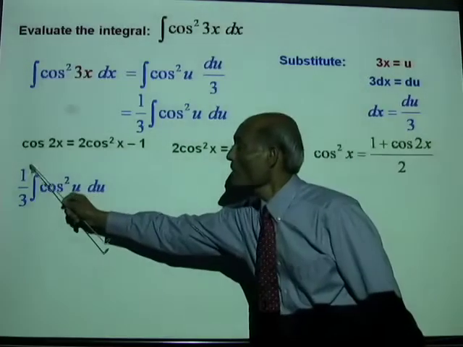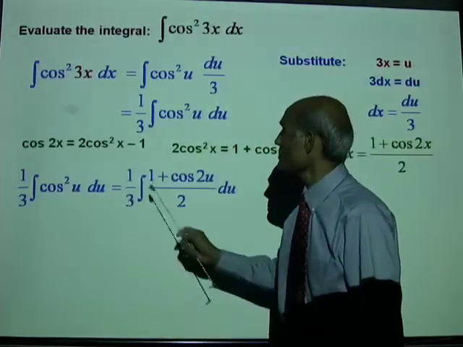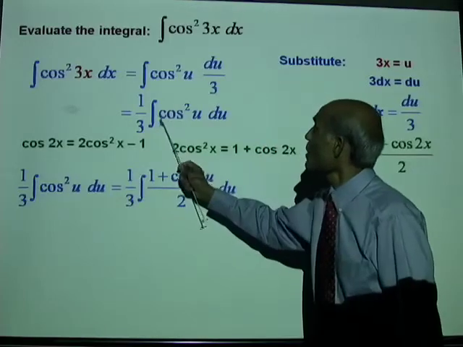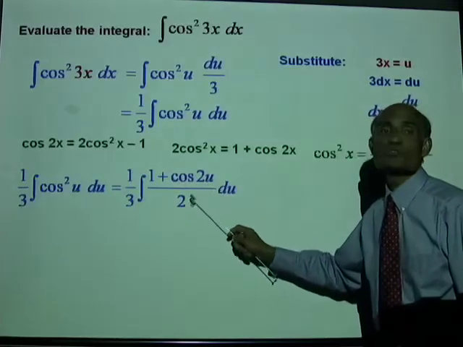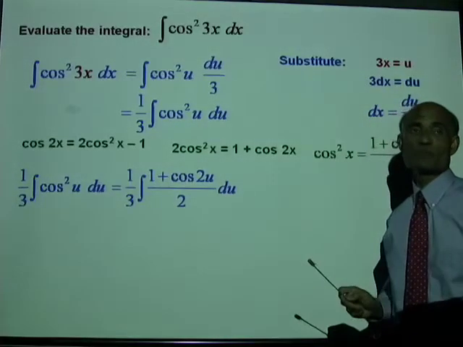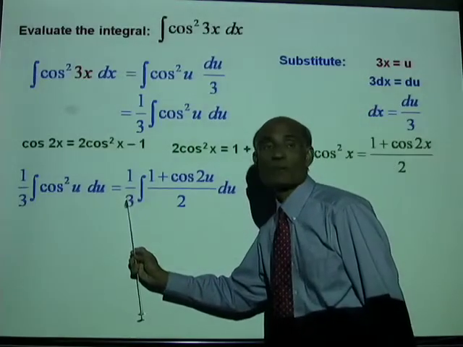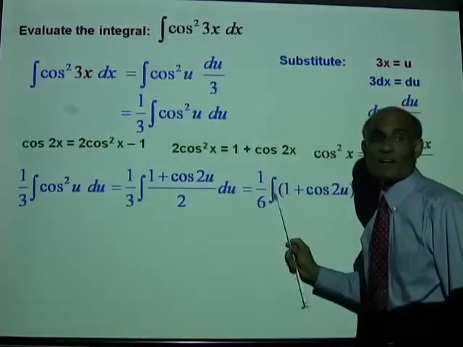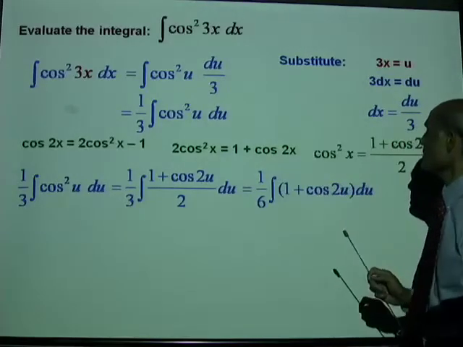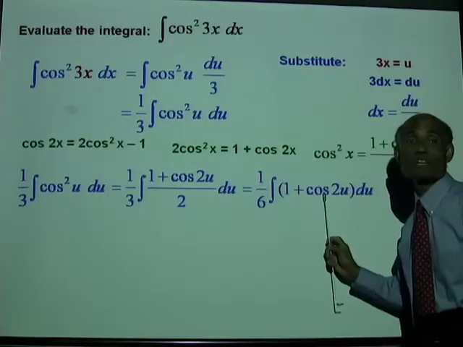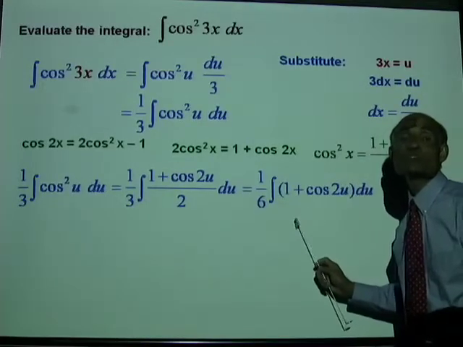So integral 1/3 integral cos squared u du is 1/3 integral of 1 plus cos 2u over 2 du. And the 2 can be taken out. It will become 1/6 integral 1 plus cos 2u du. Can you now integrate each of these? Integral 1 du is u.